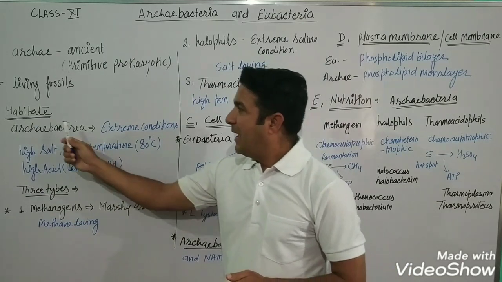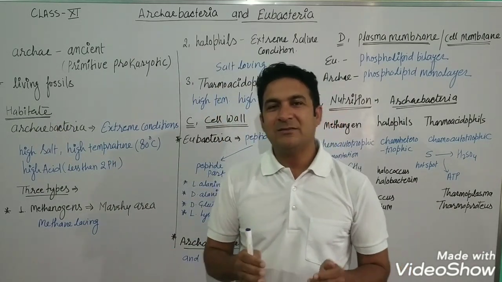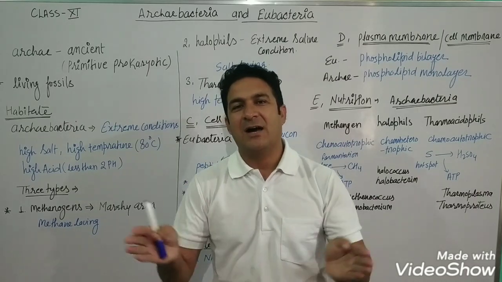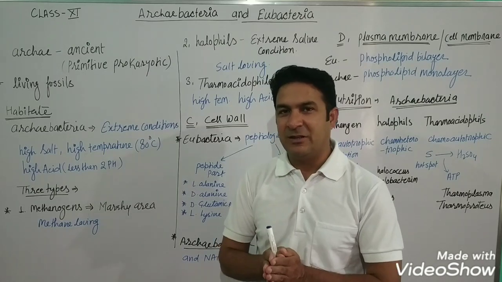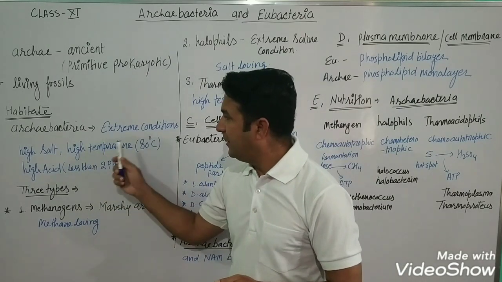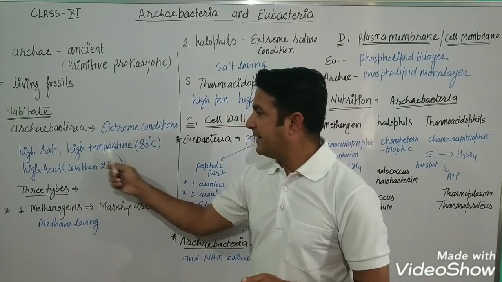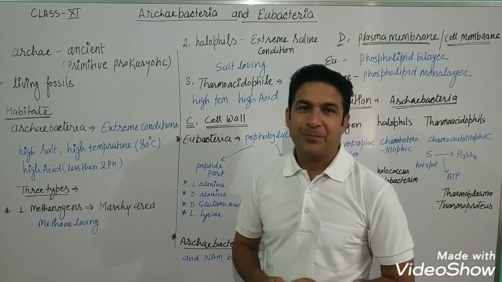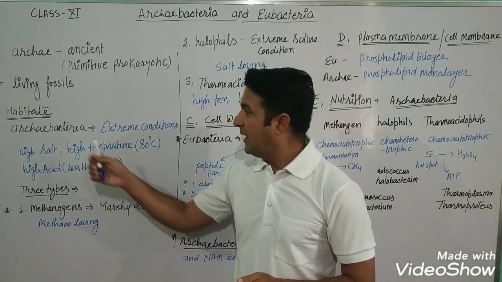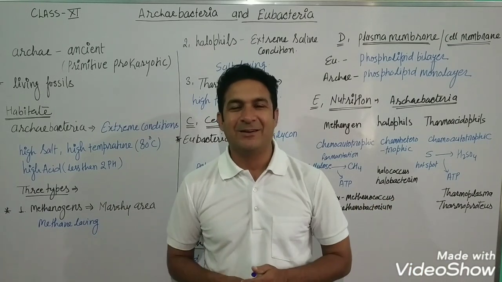If you see the habitat of Archaebacteria, Archaebacteria are found in very harsh conditions, very critical conditions. They are found in high salty areas, in very high temperature areas, and in highly acidic areas. So the Archaebacteria's habitat is extreme conditions.